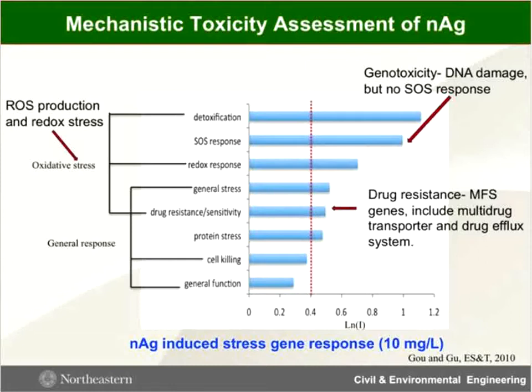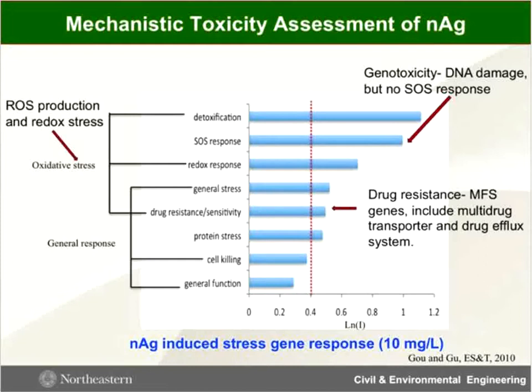This kind of chart gives you an overall glance. For example, in this particular case, I switched to nanosilver. It's the most obvious one: nanosilver caused DNA damage. As you can see, the bar level is high, but we do not see the SOS response initiated. So once again, it may not be at the severe level needed to initiate SOS, but we do see DNA damage.